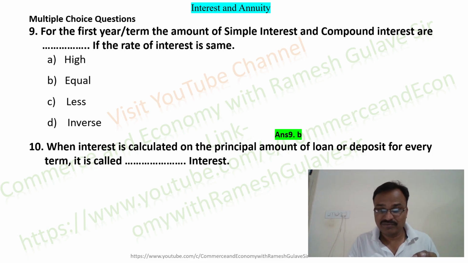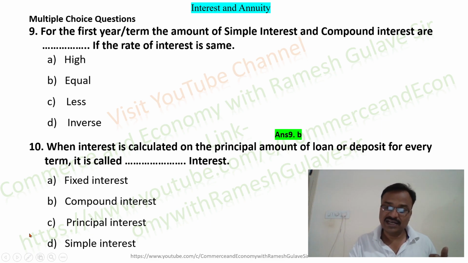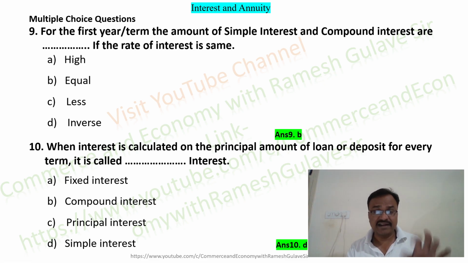Let us see what the options are. First is fixed interest, second compound interest, principal interest, and the simple interest, right? So you must have guessed here it is simple interest. So here option D is the right answer, right? When interest is calculated on the principal amount, it is simple interest, and when interest is calculated on principal amount plus interest, it is compound interest, right?